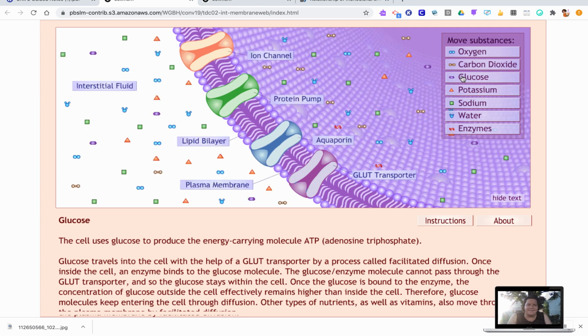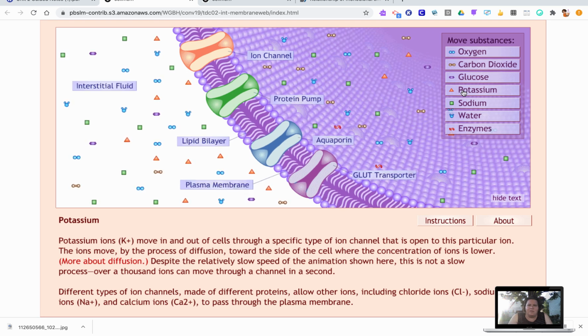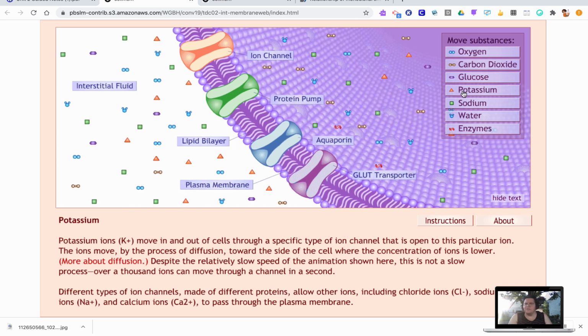All right, potassium has a charge, so let's see what happens with potassium. Okay, ion channels. You need to have an ion channel for ions, things with a charge, to pass through. Same thing should be for sodium.